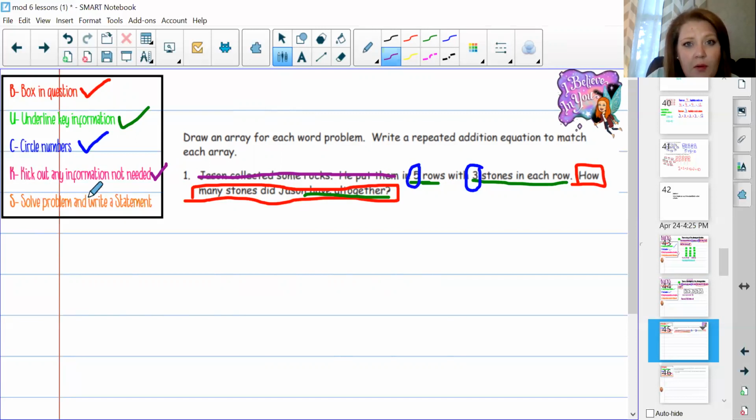Now let's go ahead and solve our problem. So he made arrays with 5 rows. What direction do rows go? Side to side or up and down?